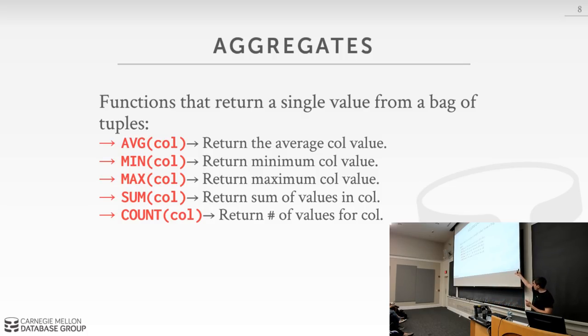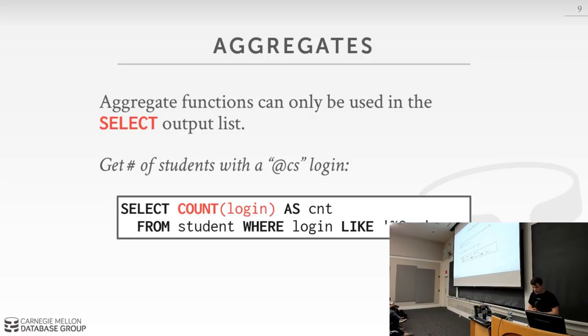So this is what's in the basic standard. Later versions of the standard, and other database systems, have other things like median, mode, and standard deviation. They'll have different kinds of aggregates, and some of them actually allow you to define your own aggregations as well. So let's look at an example. Say we want to count the number of students in the student table where the login ends with @cs. I'll cover what LIKE means later on, but essentially it's just looking for a wildcard here.